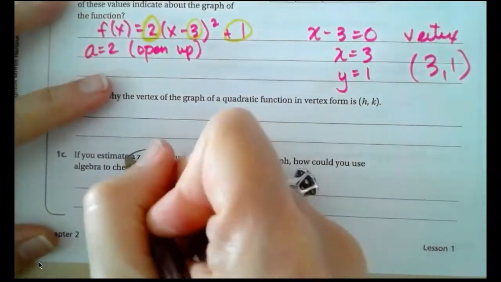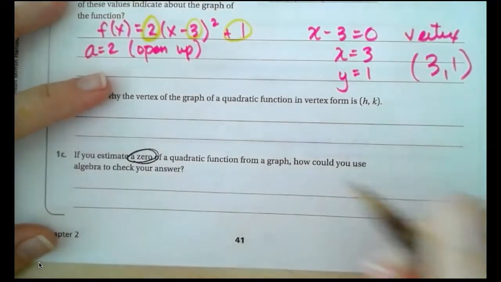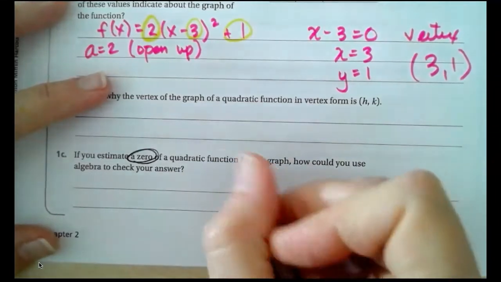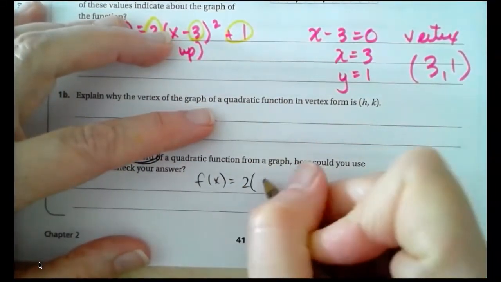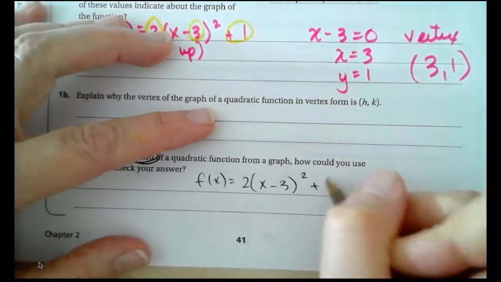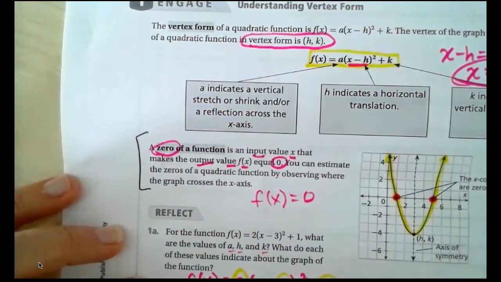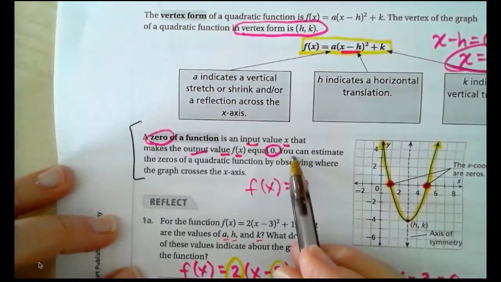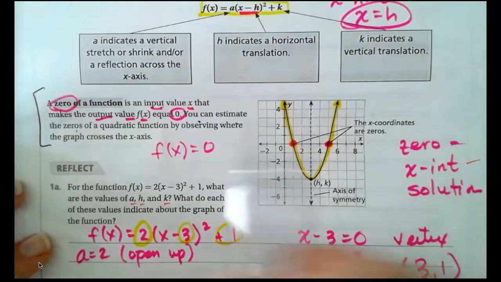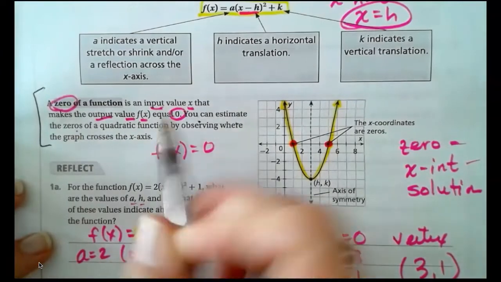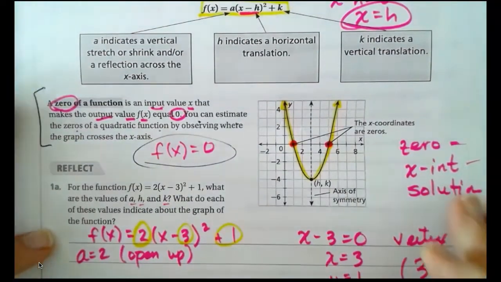So we're trying to find a zero from the graph. Maybe we can't see it, but we do know the function is f of x equals 2 times (x minus 3) squared plus 1. Remember what it said back in this paragraph. If we want to know how you can estimate the zeros, remember zeros are the same thing as x-intercepts, the zeros of a quadratic function, we just need to do this.